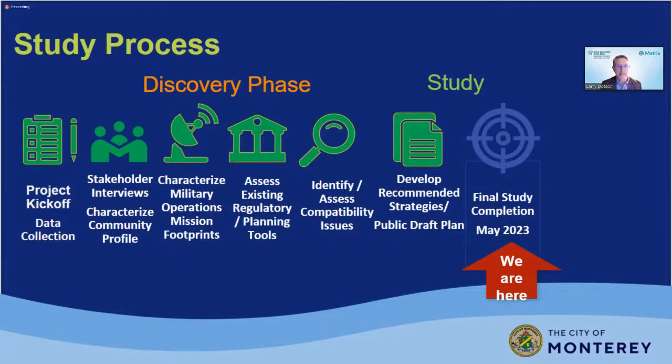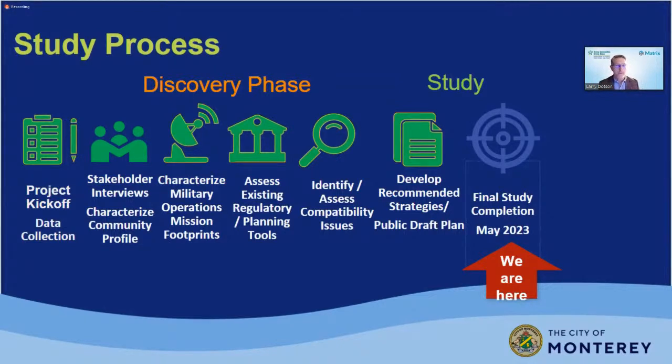We did extensive stakeholder engagement and interviews with every jurisdiction that participated in the study. King City, City of Paso Robles, we talked to Del Rey Oaks, we talked to Marina, we talked to, obviously, your staff, we talked to all the military installations in North and South County. So we did an extensive set of interviews.